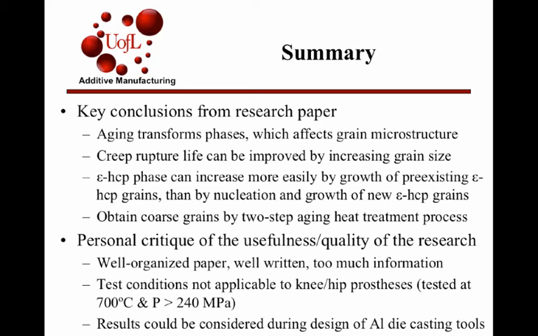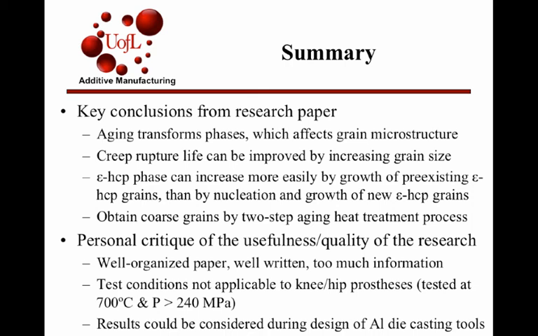My personal critique of the usefulness of this research is that the paper was well written and well organized, but there was a ton of information. It probably could have been 3 separate research papers. So it made it kind of difficult to decipher exactly what they were trying to accomplish and what was actually relevant information. The test conditions that they used during the creep testing were at 700 degrees Celsius and pressures greater than 240 megapascal, which I don't think would be applicable to knee or hip prosthesis, because I don't think your knee is going to see 700 degree temperatures, or you've got worse problems than replacement failure.